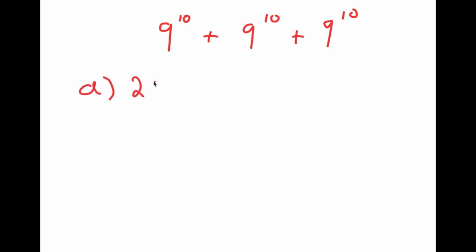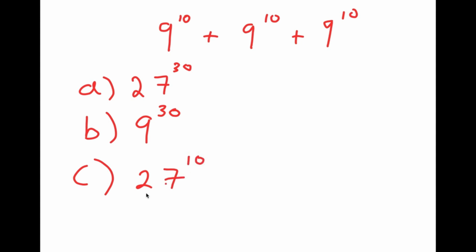Alright, so in this video, I'm going to be solving the problem 9 to the power of 10 plus 9 to the power of 10 plus 9 to the power of 10. For this problem, I have 4 option choices. For A, I have 27 to the power of 30. For B, I have 9 to the power of 30. For C, I have 27 to the power of 10. And for D, I have 3 to the power of 21.